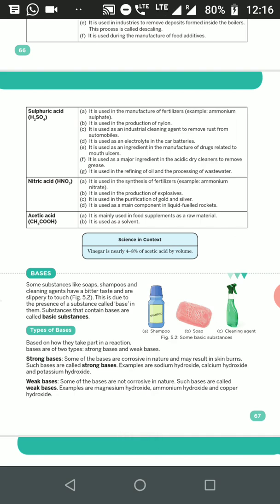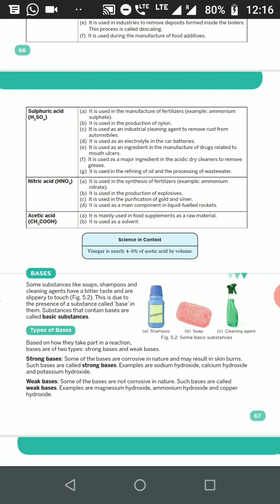The substances like soap and shampoos are bitter in taste. So they are called bases. Types of bases. We have two types of bases: strong bases and weak bases.